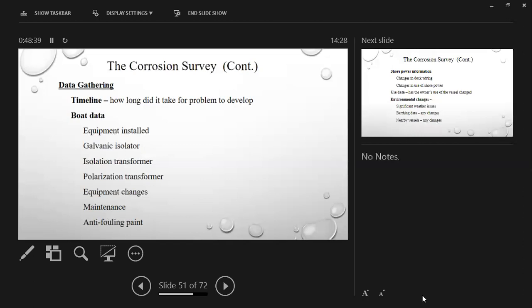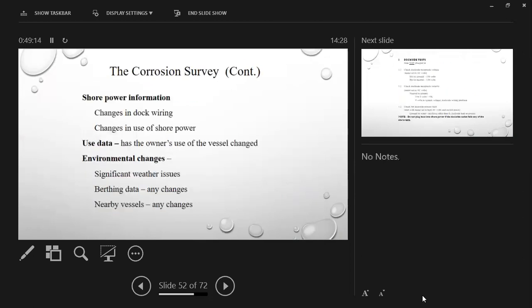Corrosion surveys. You've got to be thorough and systematic. And the first thing to do with a corrosion survey is gather data, because quite often that will tell you where to start looking. Timeline. Did something happen real fast? It's probably stray current corrosion. About the boat. Did the owner just have some more equipment installed? Is there a galvanic isolator, isolation transformer, polarization transformer? Has he installed some new equipment on the boat? Done any maintenance? How about new antifouling paint?